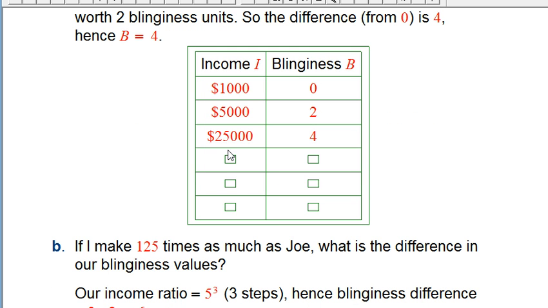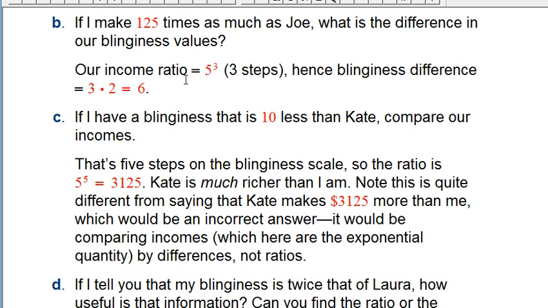So for example, if you don't trust that comparison, then 125,000, that's the next step of 5 here, that's 6, and indeed, comparing to the reference, that's a blinginess difference of 6. But it doesn't matter what my income is, as long as his income is greater by a factor of 125, he's going to be 6 above me in blinginess. Or sorry, I'm going to be 6 above him, thank goodness.